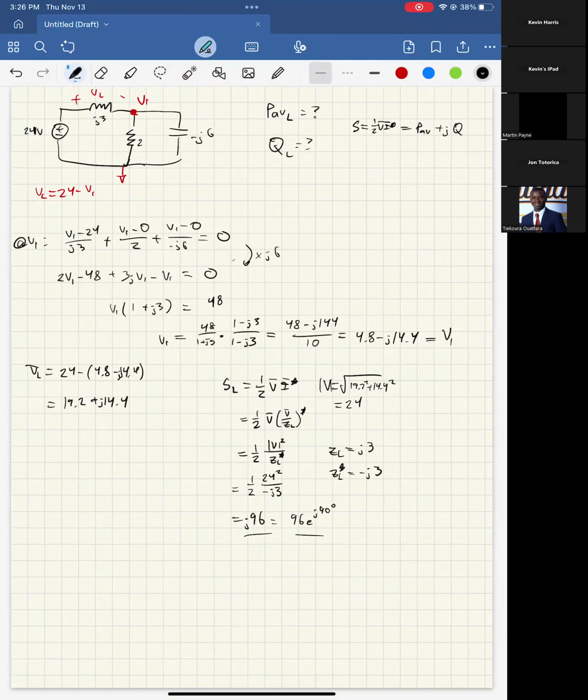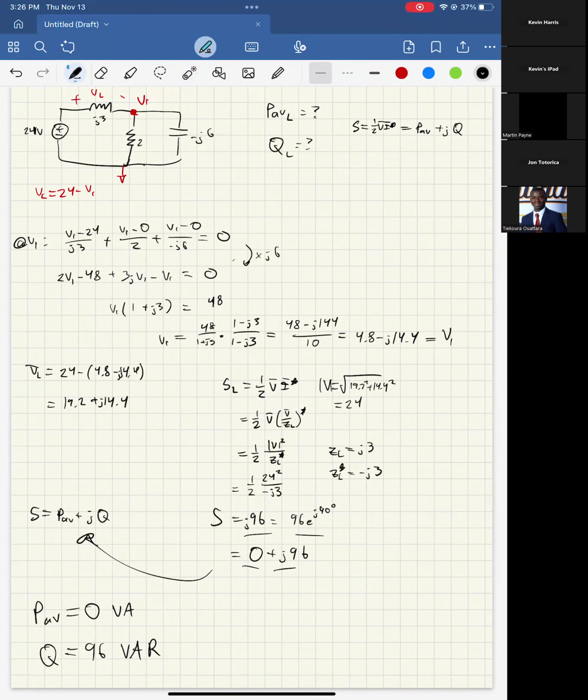So now this is our S overall. So we can rewrite this as 0 plus J96, right? And if we're remembering that S equals average power plus J reactive power, if we correlate this with this, then we have our final answer that P average is 0 and the reactive power is going to be 96. And then these are the units: volt-amps, volt-amps reactive. Make sure you know that. So it would be 0 volt-amps and 96 volt-amps reactive.